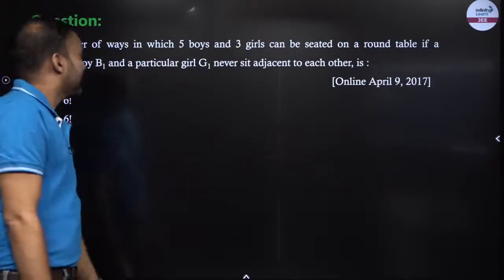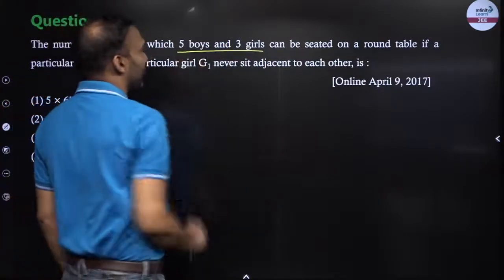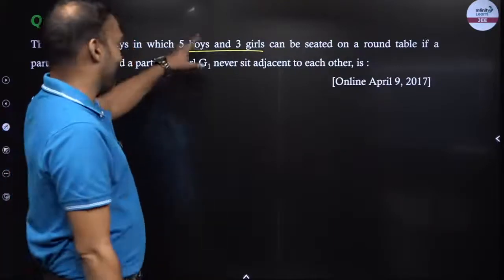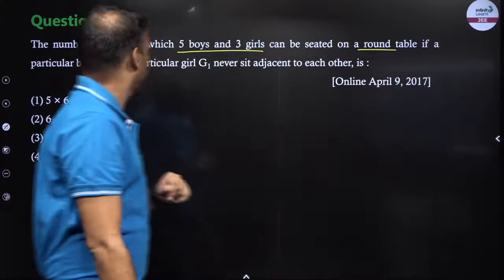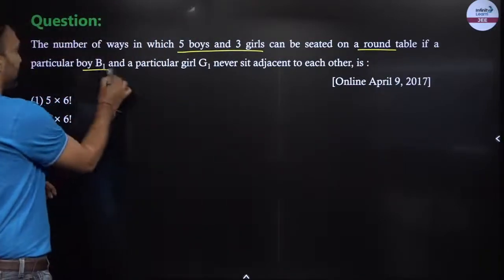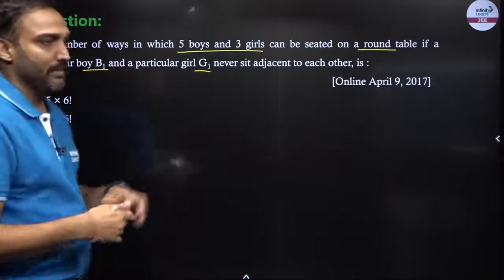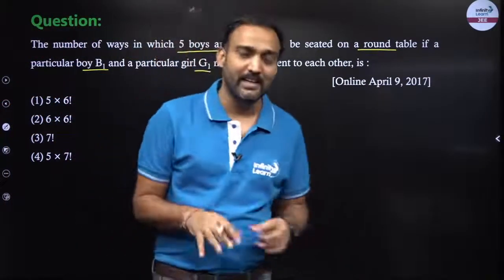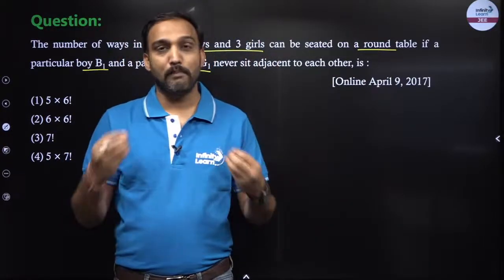So the next example says: number of ways in which 5 boys and 3 girls. So now we have some humans, right? So far we were playing only with number system problems. So 5 boys and 3 girls, we have to arrange them at a round table, so a circular arrangement, such that a particular boy B1 and a girl G1 never sit adjacent to each other. So B1 and G1 say we don't want to sit together. No matter how you arrange everybody else, we want to be at different places or apart.